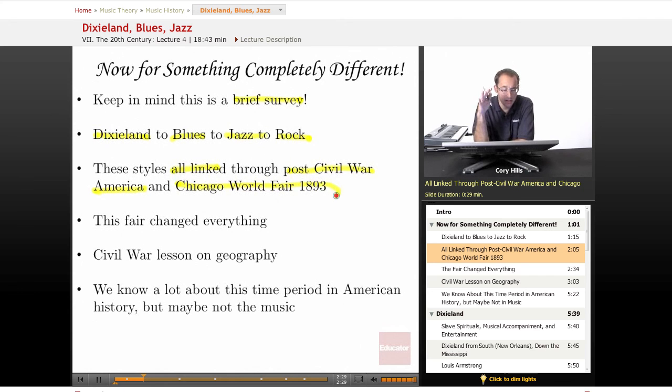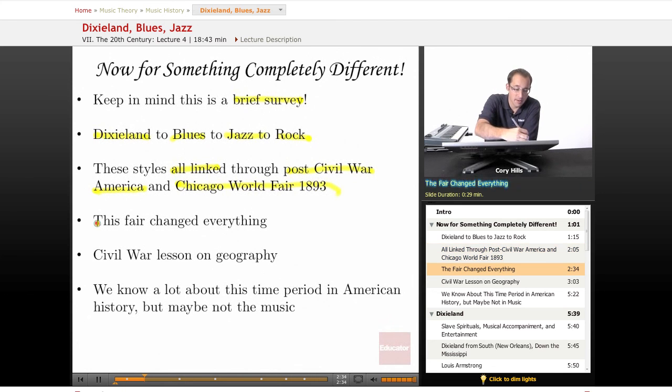This is post-Civil War America. We're not going back further than that. The fair changed everything, and it changed a lot in the entire country. It did not just change stuff for blues or Dixieland or jazz or rock. It changed stuff throughout the entire nation. This was an absolutely massive operation, this fair, and it really changed a lot of things for the country.